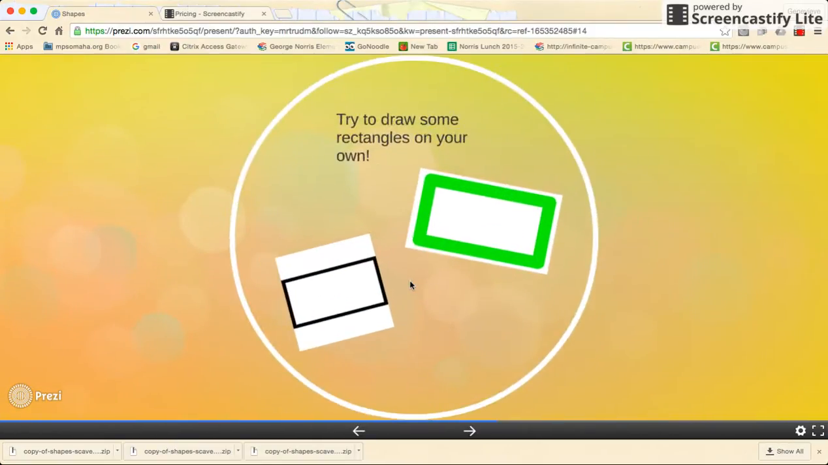So we're going to go ahead and do some tracing. Let's start with this thick green rectangle. Follow the arrow gently. Go to the black rectangle. Great. So you just were tracing a rectangle. Go ahead and try two rectangles on your own. So you need two long sides and two short sides to make your rectangle.